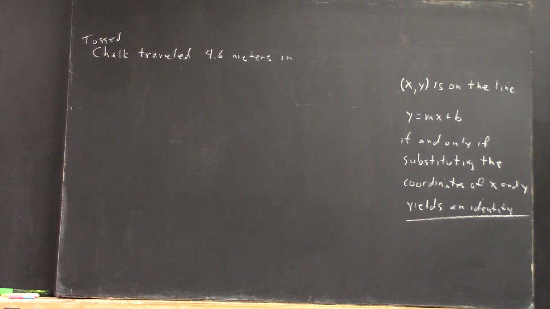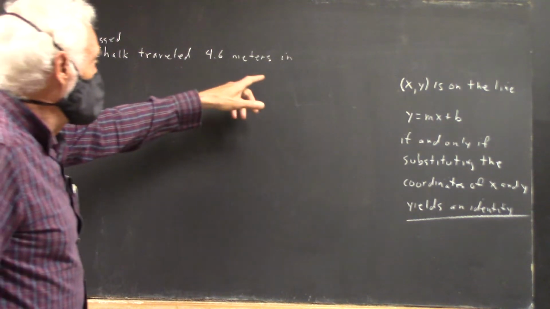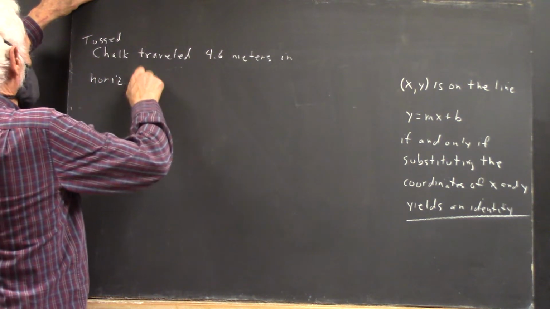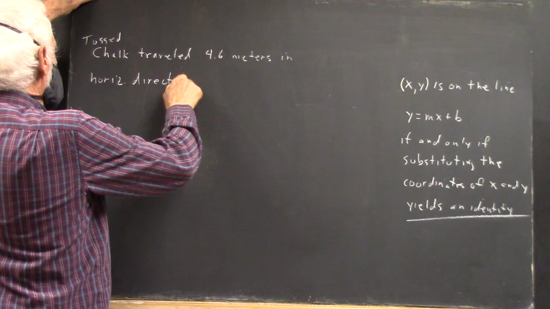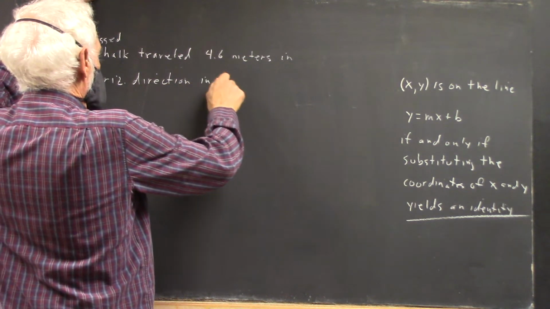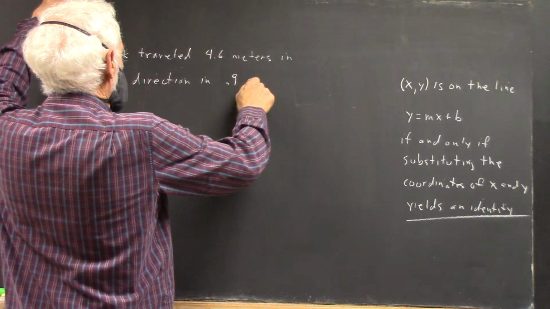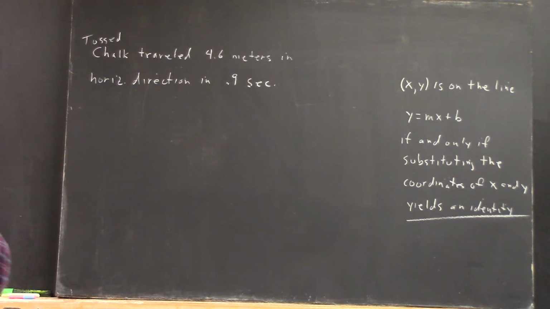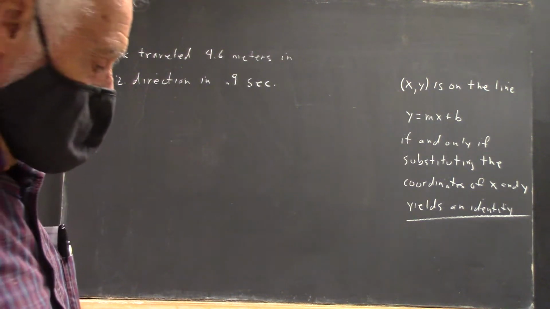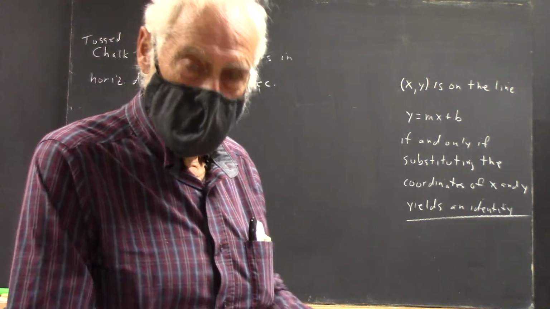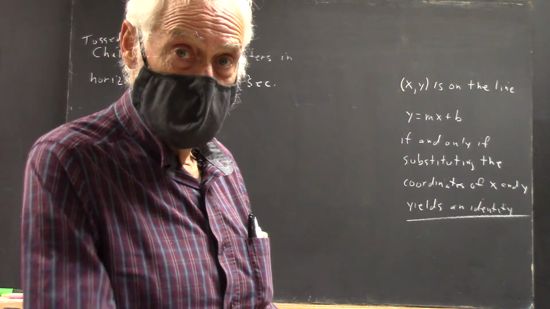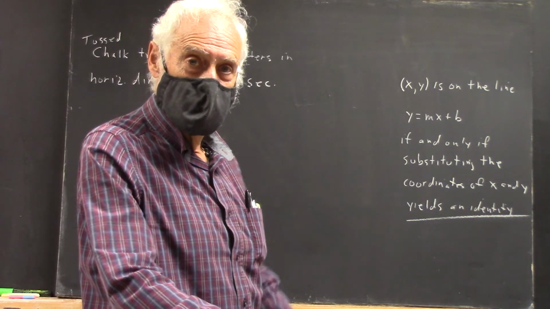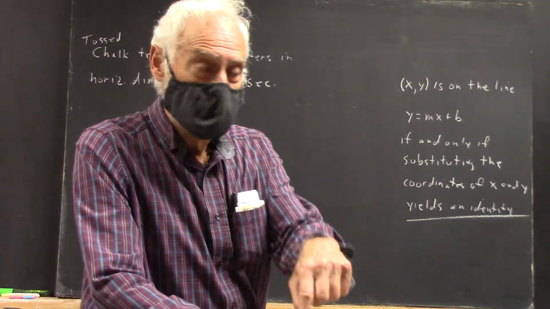Okay. So chalk traveled 4.6 meters in the horizontal direction in 0.9 seconds. Now, I released the chalk from this height. Well, you can't see it on the video, but you see where my arm is, so you can extend down here and see it was just a little bit lower than this, right?